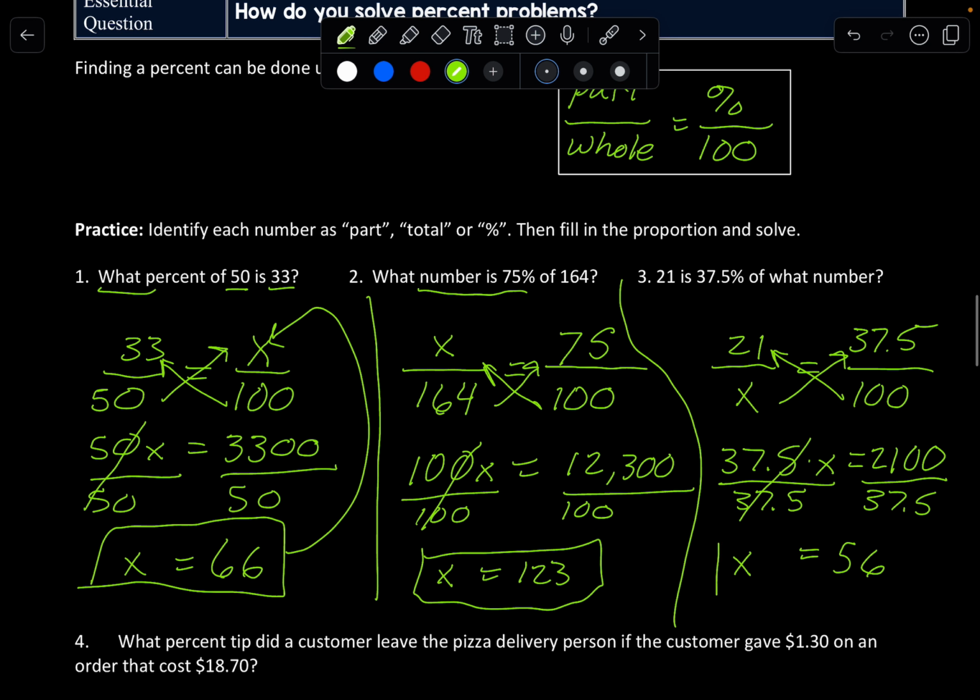And I'm going to keep emphasizing, if you want to double check your answer, you can plug it in to your original problem, take 21 divided by 56, and make sure that that's the same decimal that you get when you take 37.5 divided by 100.